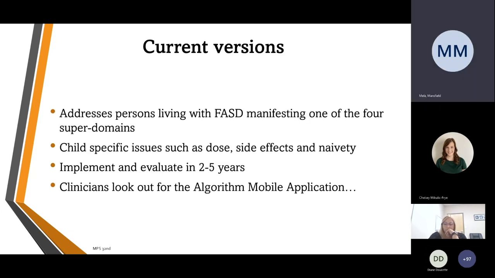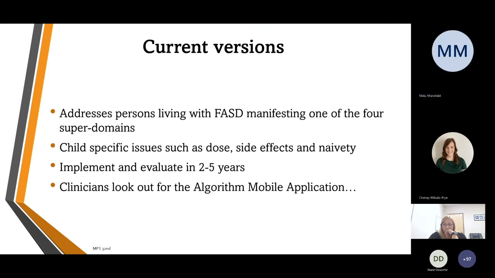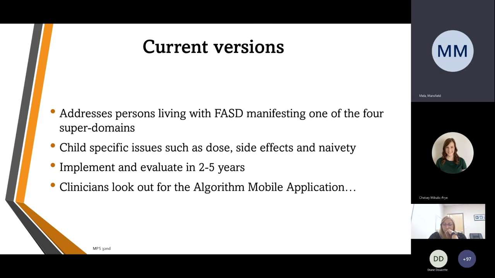As I begin to wind down the presentation, I mentioned that really trying to address persons living with FASD who are manifesting one of these clusters is important. We will continue to look at how we address the younger age group. Our goal, which interestingly we're getting into that phase now, was to evaluate the current algorithm within 2 to 5 years, so we're still within that. And now we're very happy, as I said, that we are launching our research and developing, with the funding we have received, an algorithm mobile application.